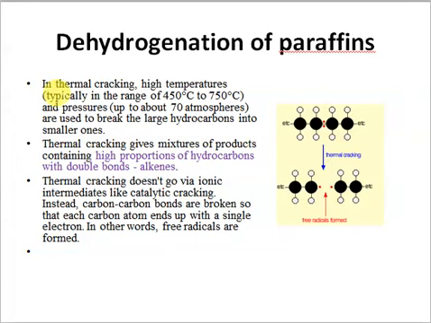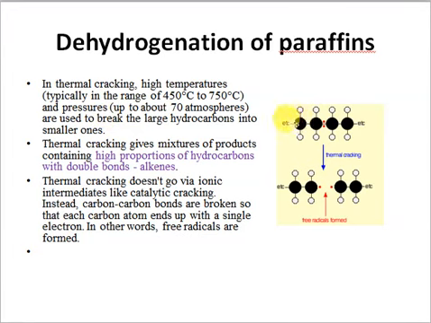In thermal cracking, as I mentioned earlier, we maintain high pressure and high temperature. The temperature range is 450 to 750 degrees C, and the pressure used is normally up to 70 atmospheres. Right, so these conditions are very harsh, and under these conditions the large hydrocarbons are broken down into smaller hydrocarbons.